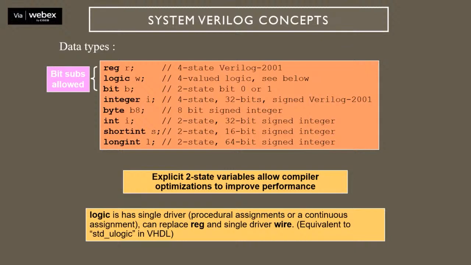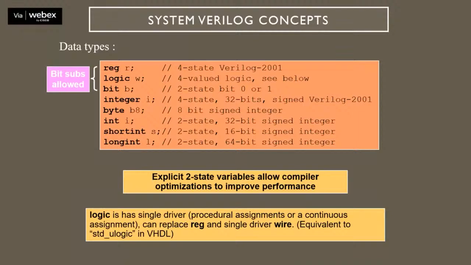Next we have bit. Bit is a data type in SystemVerilog which is of 2 states, so it can take the value of 0 or 1. Similarly, you have integer that has to be used in Verilog, which is of 4 state and of 32-bit signed. Similarly, you have it in SystemVerilog also, but you can call it an int, that is of 2 state in SystemVerilog, and that is a 32-bit signed integer.